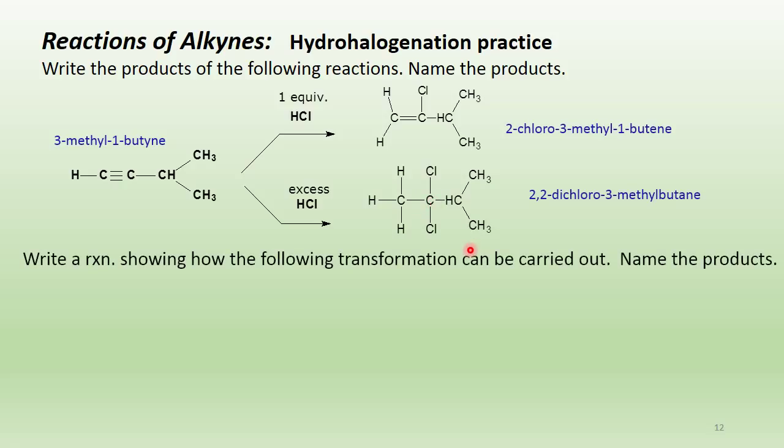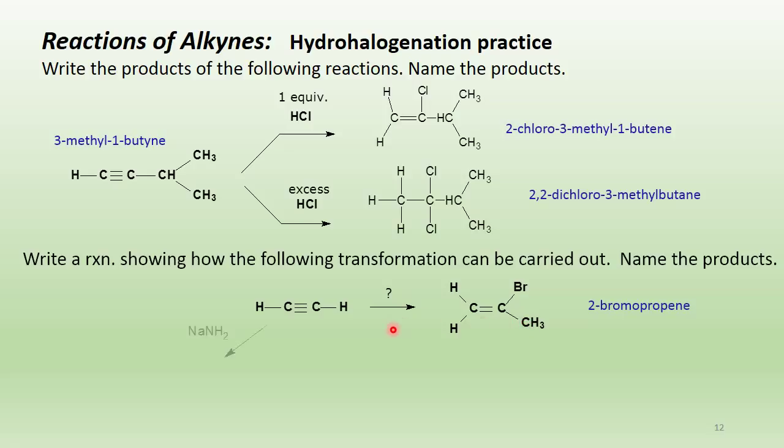Write a reaction showing how the following transformation can be carried out and name the products. So here we have acetylene or ethyne being converted to 2-bromopropene. Now notice that we've added one carbon, so that will involve an alkylation reaction of an alkynide. And the alkyne, recall, can be converted to an alkene halide if we add one equivalent of a hydrogen halide. So our process would look something like this.